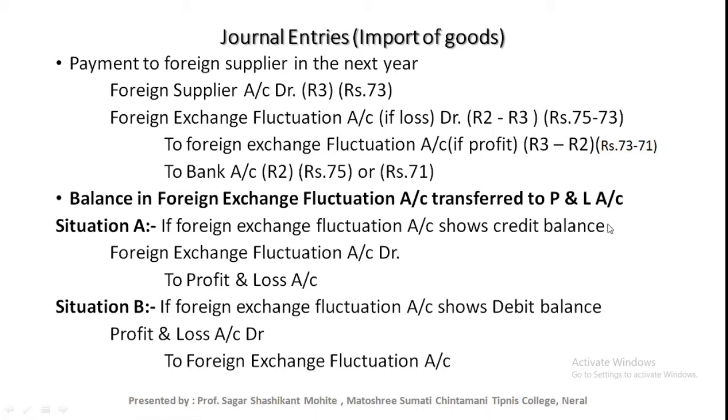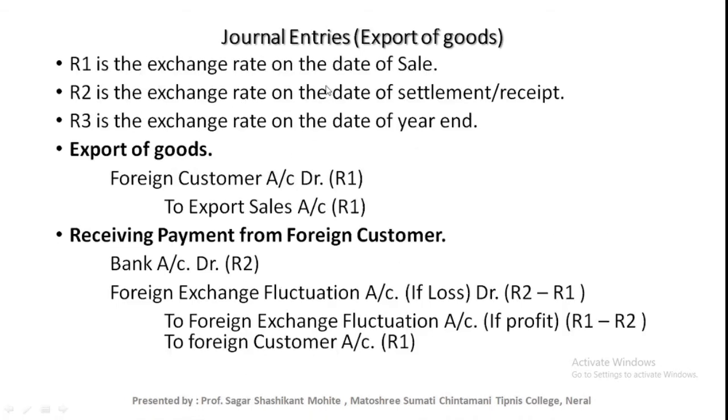Now let's see journal entries related to the export of goods. Here R1 is the exchange rate on the date of sale. Okay, at the time of import we mentioned here the date of purchase. R2 is the exchange rate on the date of settlement, means receipt of the amount, and R3 is the exchange rate on the date of year end.